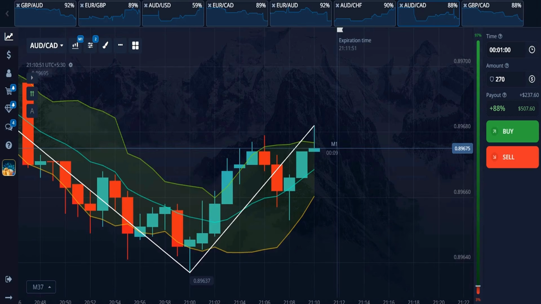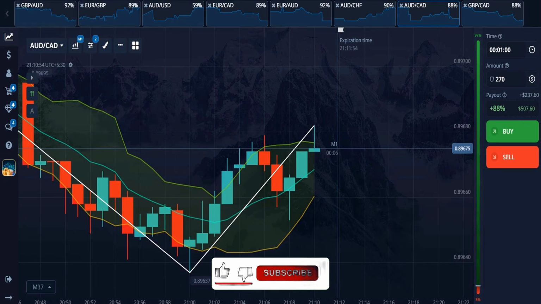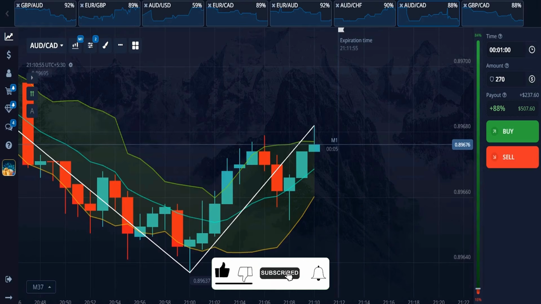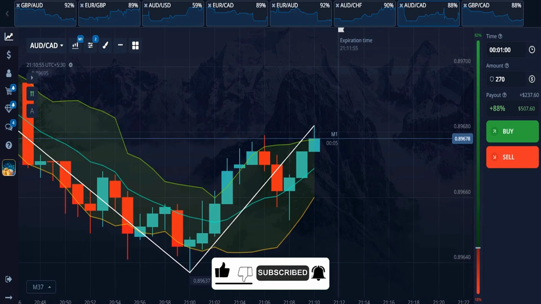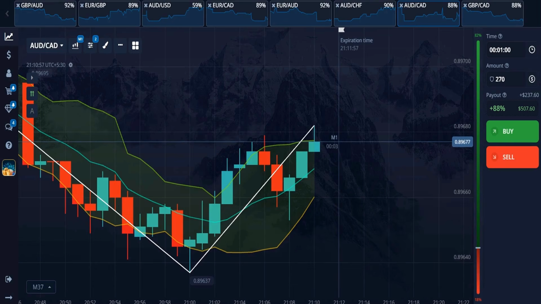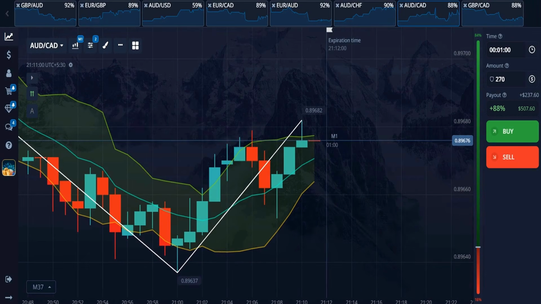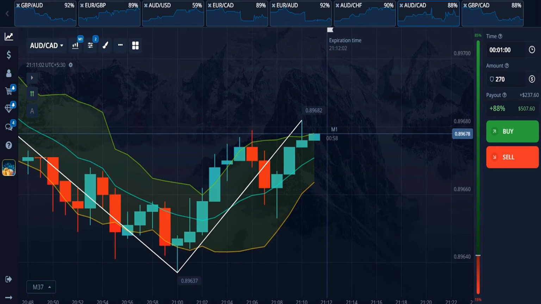In today's video, I've got something exciting for you: a super easy yet powerful Pocket Option strategy using just two indicators, Bollinger Bands and the zigzag indicator. This strategy works great in market conditions where price moves in waves, and trust me, it's beginner-friendly too. But here's the twist. You need to use the right settings to make this setup work like magic. Don't worry, I'll reveal those exact settings later in this video, so make sure you watch till the very end.